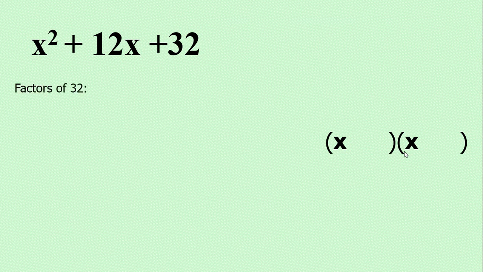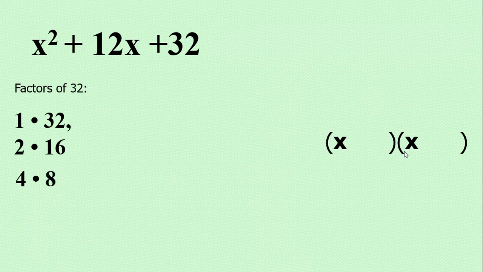Next, we have x squared plus 12x plus 32. So, first thing to do is factor the first term. That is x and x. After that, enumerate the factors of 32. Those are 1 times 32, 2 times 16, 4 times 8. After that, choose the pair of factors that we're going to use.